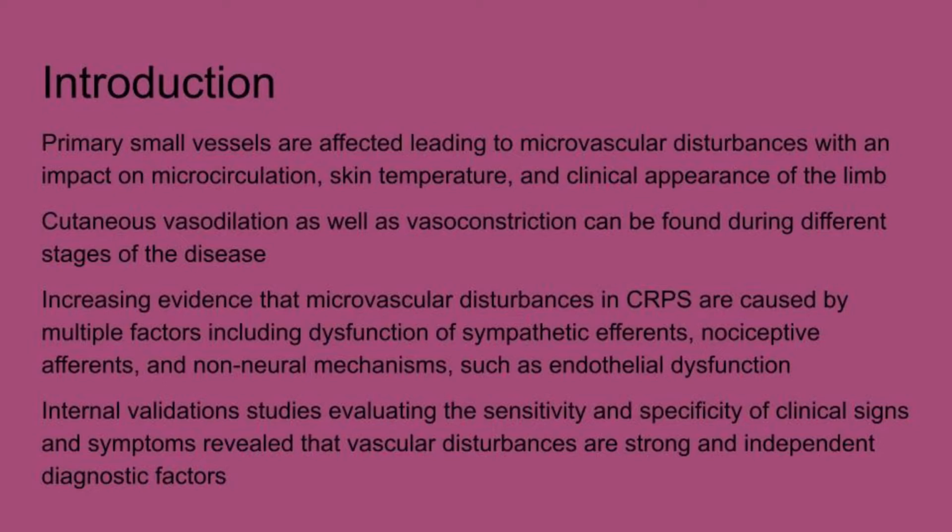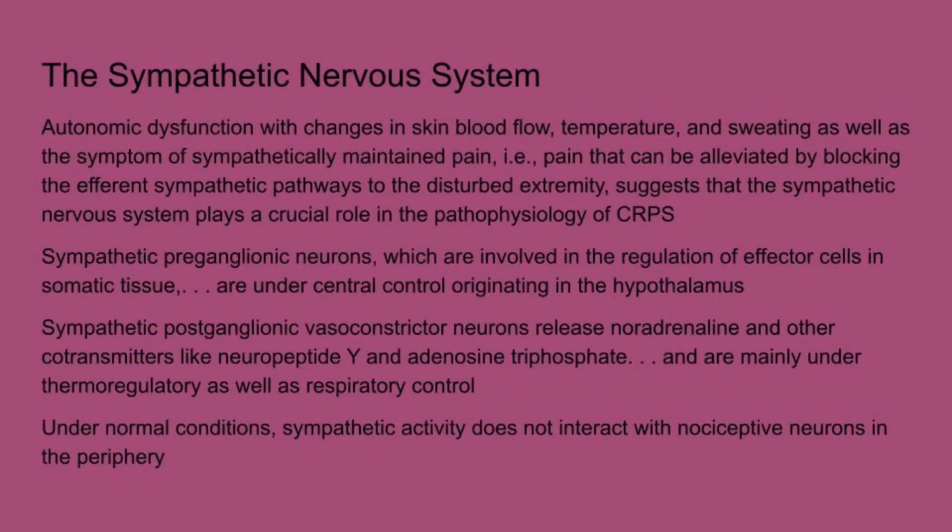Microcirculation usually means arterioles, capillaries, and venules. At the skin level, vasodilation, as well as vasoconstriction, can be found during different stages of the disease. There is increasing evidence that microvascular disturbances in CRPS are caused by multiple factors, including dysfunction of sympathetic outgoing signals, pain signals coming into the brain, and non-neural mechanisms such as endothelial dysfunction. Internal validation studies evaluating the sensitivity and specificity of clinical signs and symptoms revealed that vascular disturbances are strong and independent diagnostic factors. Let's first discuss the sympathetic nervous system.